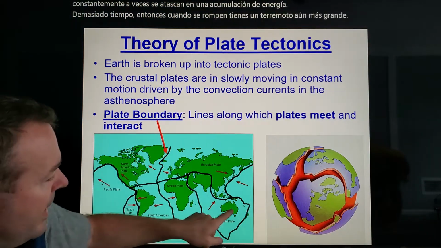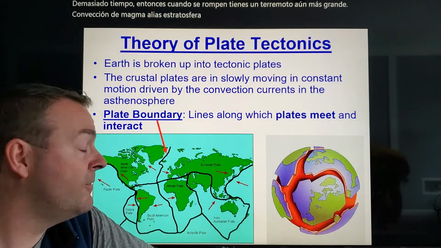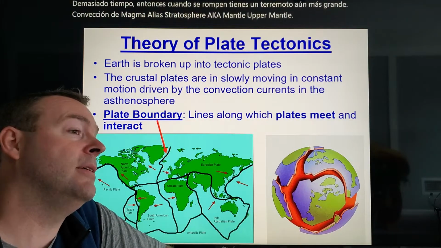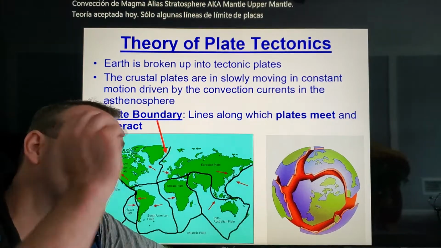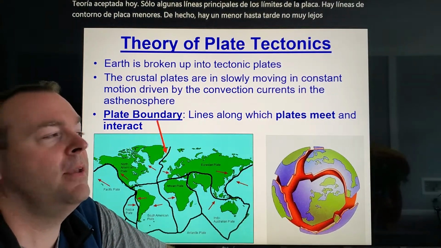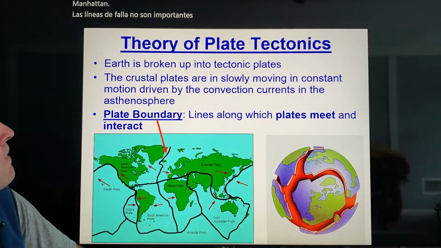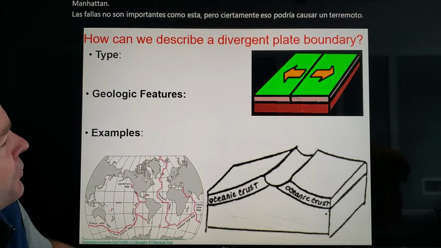And these are just some major plate boundary lines. There are minor plate boundary lines. In fact, there is a minor plate not far from Elmont in Manhattan. There are 1 or 2 fault lines, not major like this, but certainly that could cause an earthquake. Okay. So we'll go through the types of boundaries.